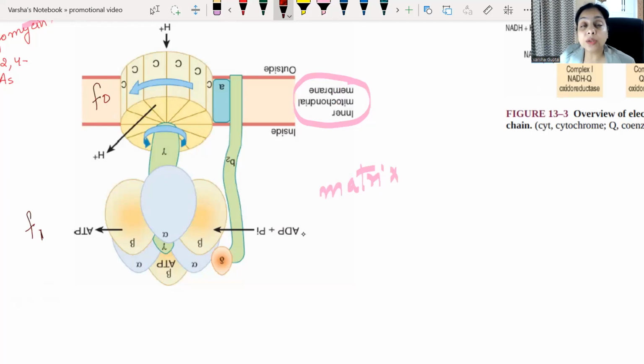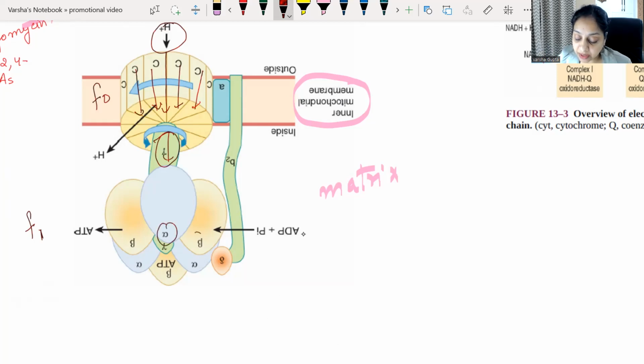ठीक है, ये क्या होता है? This is like a mini turbine. Turbine में देखा पानी की वजह से the turbine rotates and it generates the electricity. That's what a turbine is. ठीक है, इसलिए इतने बड़े-बड़े dams भी बनाए गए हैं. Same concept is here. So you have lots of protons in the intermembrane space. Those protons will come via these, ठीक है, via this circular kind of a thing, via this cylinder with the gamma unit.